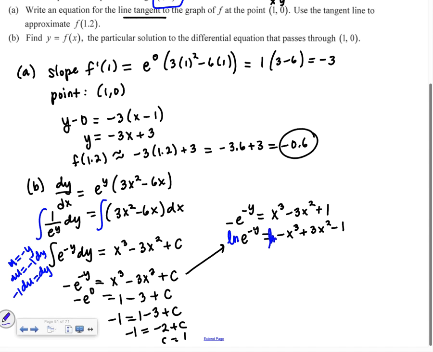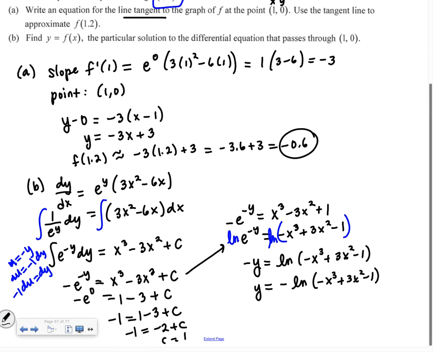So I'll do the natural log of both sides. So I get negative y equals natural log of negative x cubed plus 3x squared minus 1. And then I'm going to divide by a negative 1. So I'm going to get y equals negative natural log of negative x cubed plus 3x squared minus 1.